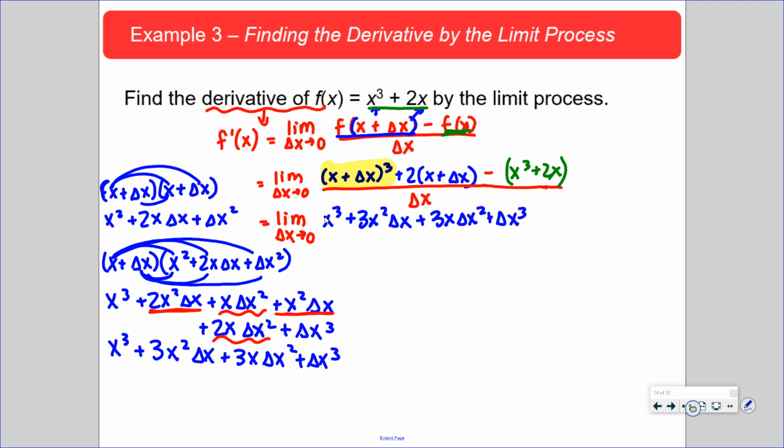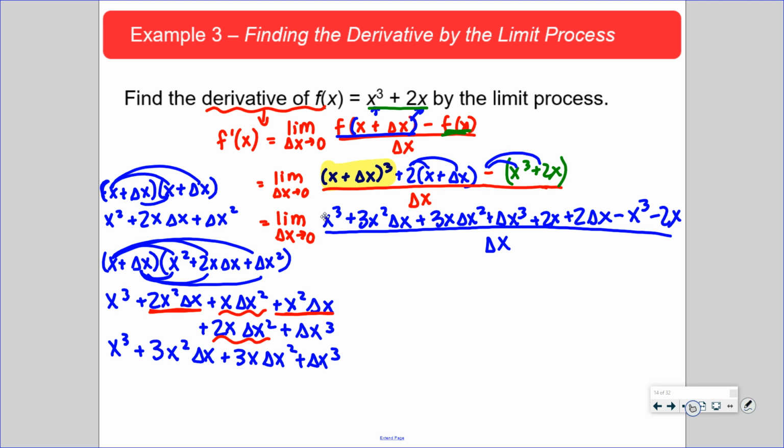Okay. Here I would get 2x plus 2 delta x. Here I would get minus x cubed minus 2x. And again, I stress the importance of, when you're subtracting f of x, to subtract the entire function and put that in parentheses. All over delta x. Okay, that was a lot of algebra. But here's where the fun part, things start to kind of cancel out, or kind of drop out.